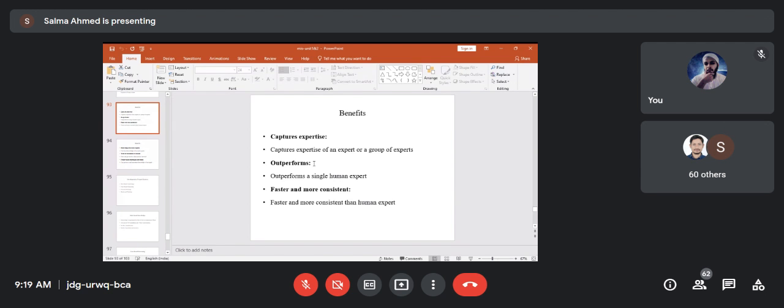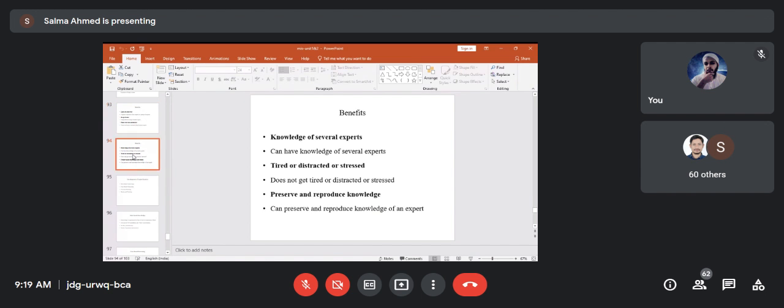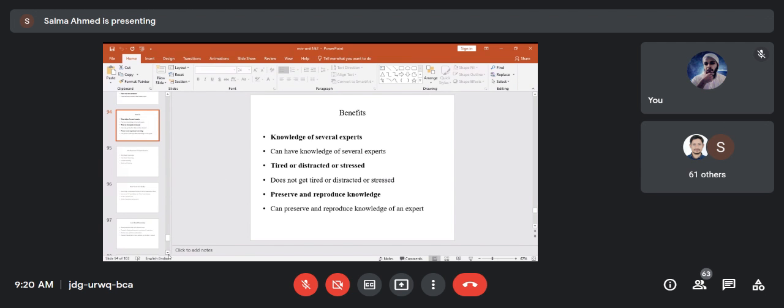The first benefit is it can capture human expertise. Second, it outperforms human expertise. Third, it is faster and also more consistent than human expertise. Fourth advantage is it can capture the knowledge of several experts. It's not only one. It would not get tired, stressed, or distracted, which a human being is prone to. And you can preserve and reproduce that knowledge, isn't it? You can preserve it, and it can be replicated.